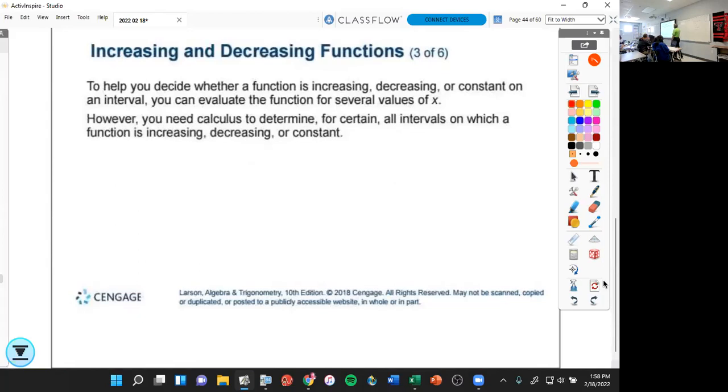To help you decide whether a function is increasing, decreasing, or constant, you can plug in a bunch of different x values and see what the y value does. If it's increasing, then it's increasing. If they're decreasing, then it's decreasing. However, we can actually use calculus and determine what intervals it's actually increasing, decreasing, and constant on. So again, we're throwing calculus at you there.